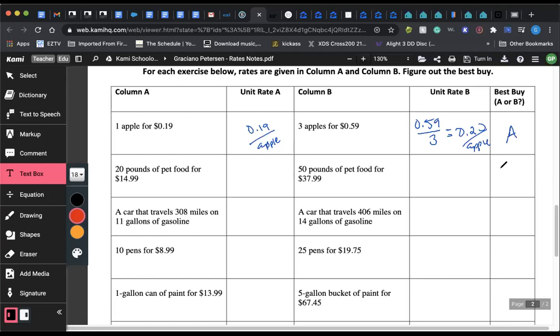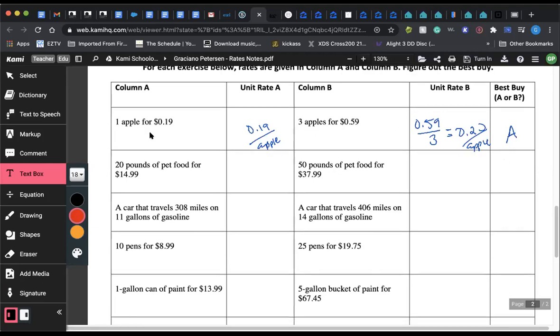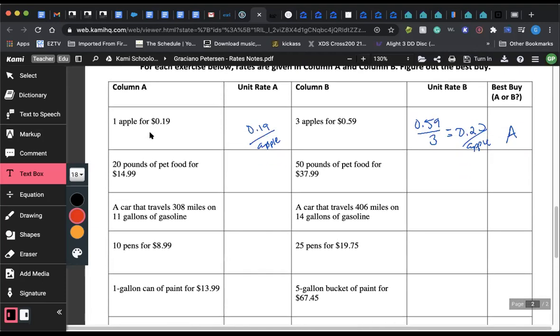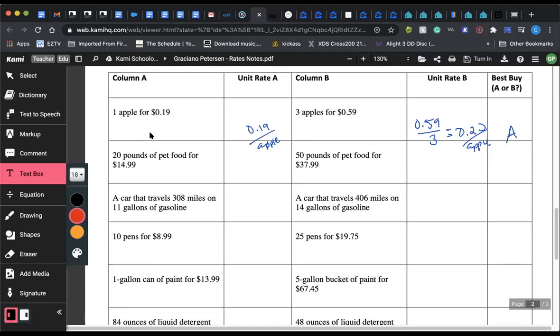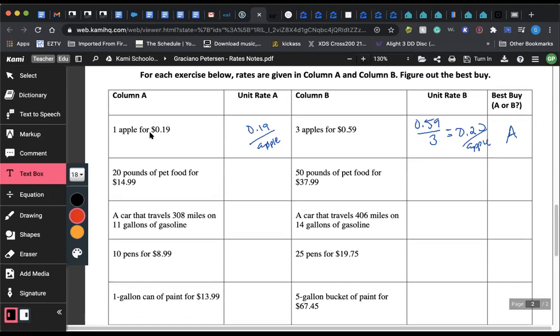All right, so I'm going to give you guys a couple minutes to do the rest of these without my assistance, and then we're going to come back and check them, all right? So go ahead and try the rest of them. It's going to be the same exact idea, right? We're just going to figure out the unit rate for each one and then say whether A or B is the better buy. I just want to make sure you guys are getting the process down on your own without me walking you through it. Okay, so go ahead and try this and then we'll be right back to check them.